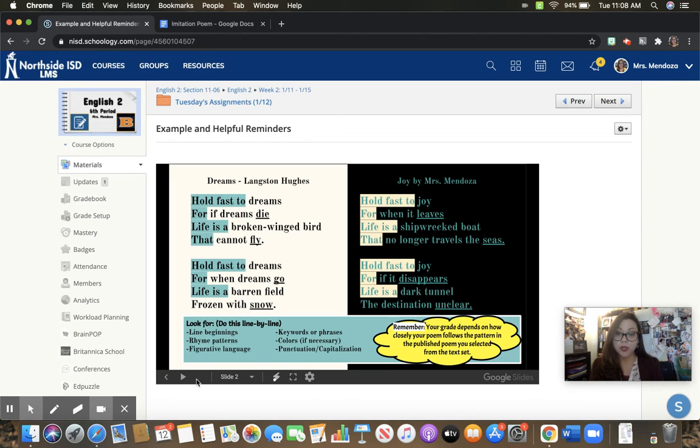Remember, your grade solely depends on how closely your poem follows the original and the mentor sample. So it's not necessarily whether it's good or bad or makes sense per se. It's how closely you are following the original in terms of structure and form.